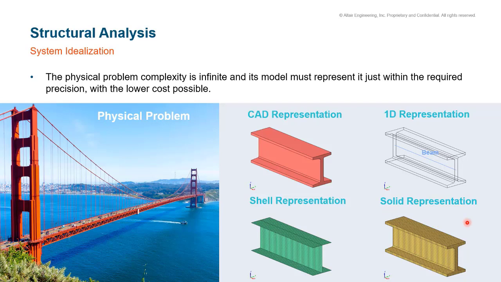And one thing that you need to ask yourself is, what type of elements should I use to represent precisely this problem? The first thing you need to understand is what are the outputs that you want to get out of this simulation. If it's simply a displacement, then 1D element representation will be just fine for you.